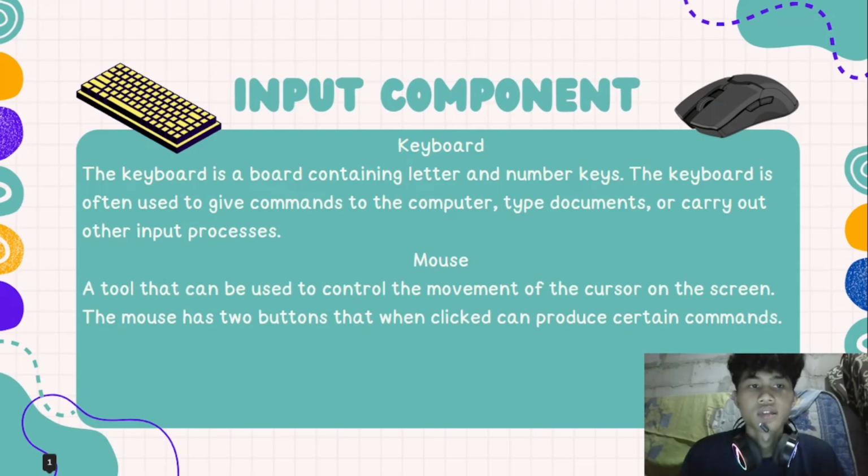And this slide, here, this is input component. In this input component, there is the keyboard. The keyboard is a board containing letter and number keys. The keyboard is often used to give commands to the computer, type documents, or carry out other input processes. And mouse, a tool that can be used to control the movement of the cursor on the screen. The mouse has two buttons that when clicked can produce certain commands.